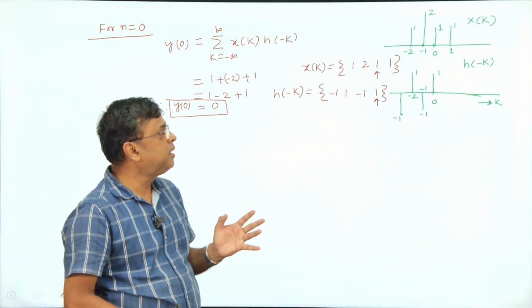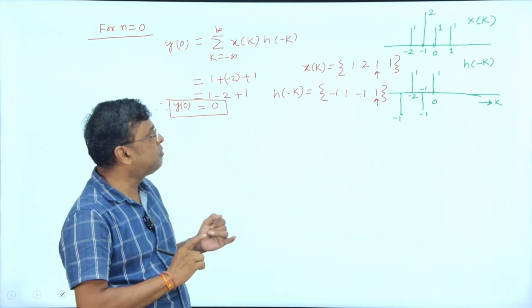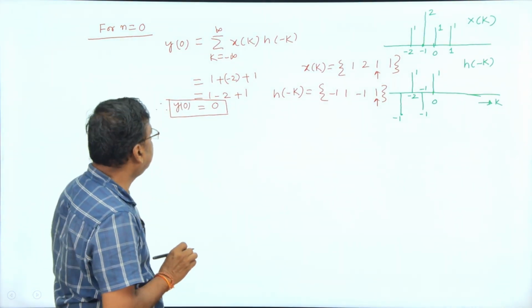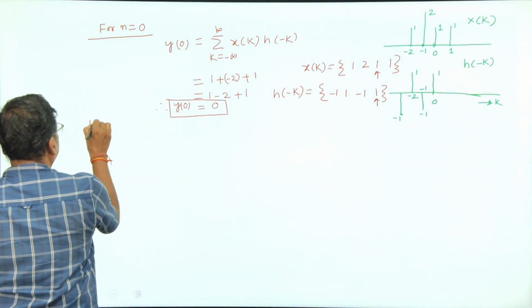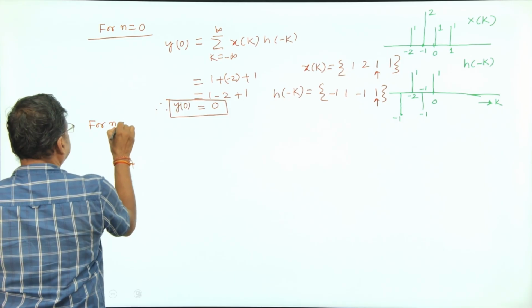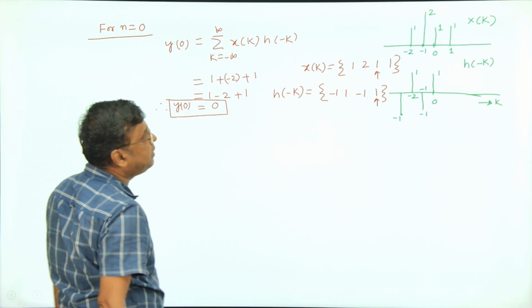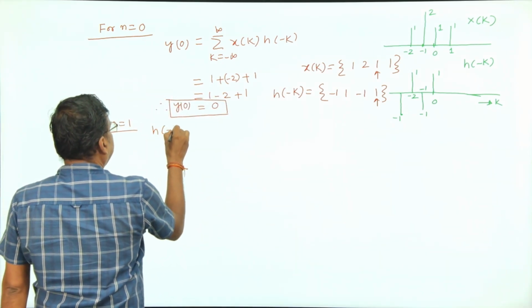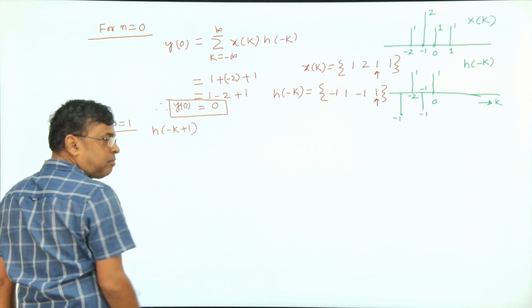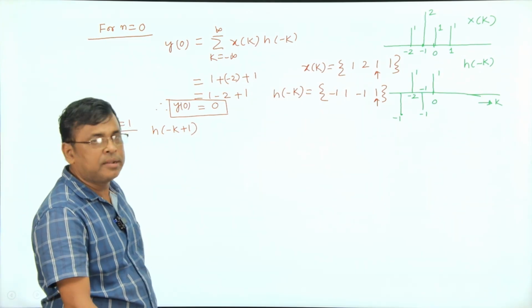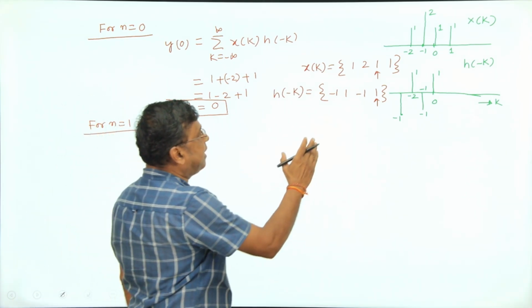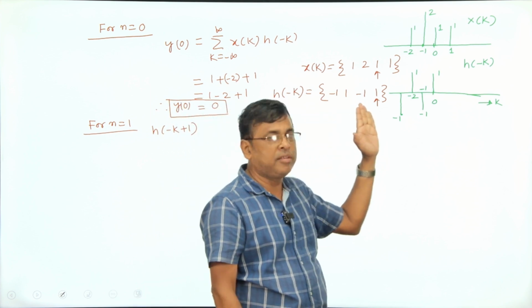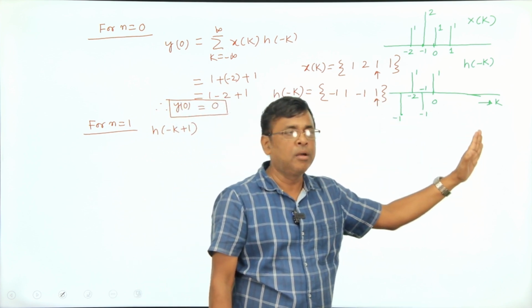So we have already found the sequence for n equal to minus 2, n equal to minus 1, then n equal to 0, then come to n equal to 1. For n equal to 1, we have to find h of minus k plus 1. That is your time reversal. H of minus k plus 1 means, graphically, each sample of the sequence is shifted to the right by 1 unit.